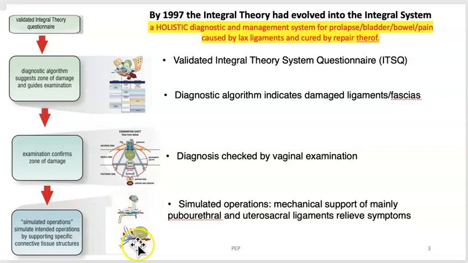By supporting a specific ligament, if you look down here, a hemostat at mid-urethra will stop the urine leaking when they cough. For the uterosacral ligaments, you put a speculum in, and that supports the uterosacral ligaments down the back. And relief of the urge or the pain or the urine loss on coughing will confirm that a particular ligament has been damaged.